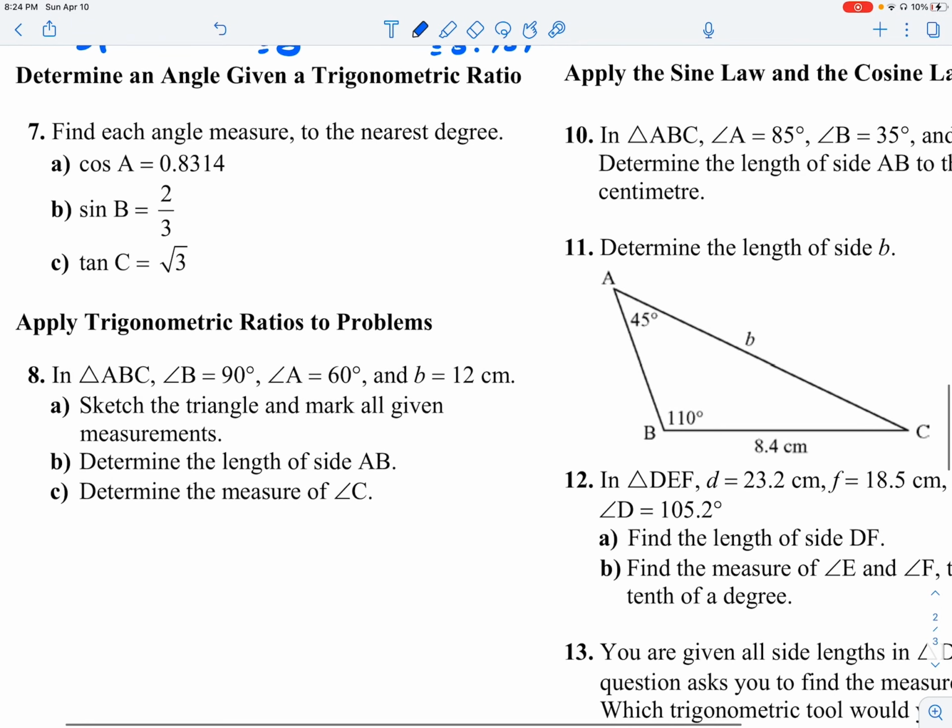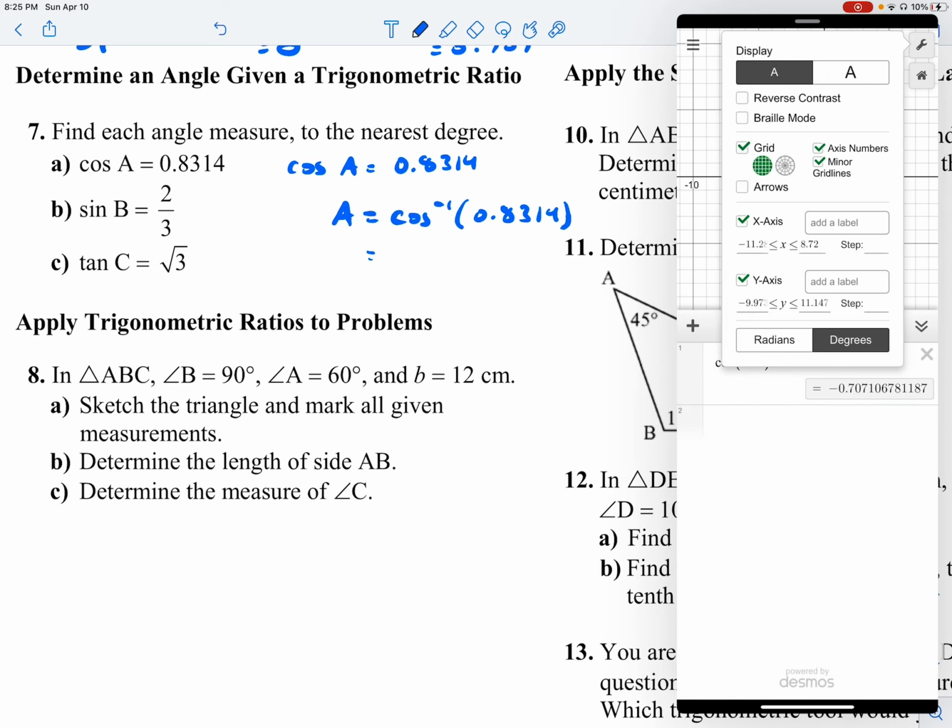Okay, now it says find each angle of measure to the nearest degree. So cos A equals 0.8314, and I need to find angle A. So what I need to do is the cos inverse, right? Right now it's cos of A. I need to do the cos inverse to get A by itself. So it's going to be cos inverse of 0.8314.